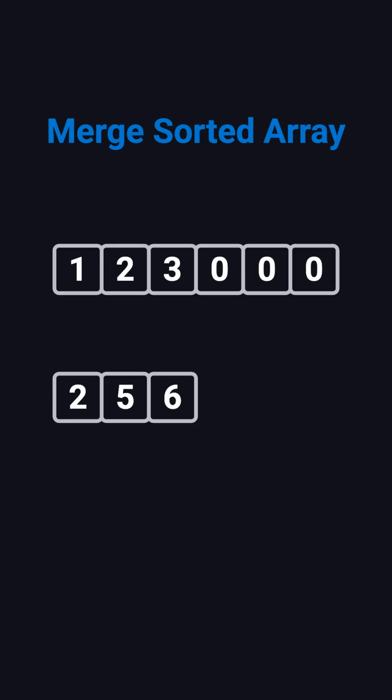So what's the trick? Since the first array has n extra spaces at the end, we can merge from the back to the front. Here's how it works. We use two pointers. P1 points to the last valid element in the first array. P2 points to the last element in the second array. We also use a right pointer, starting at the very end of the first array.